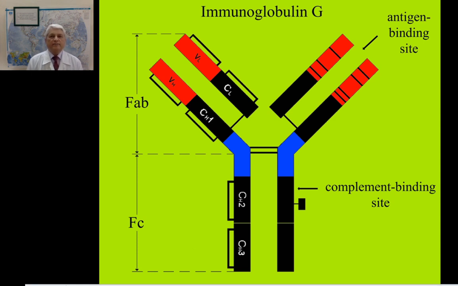And I repeat that antibody, immunoglobulin, reacts with antigen by specific structure of antigen binding site, which is situated between variable domains of heavy and light chain.